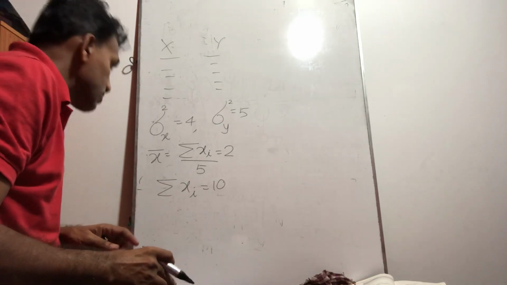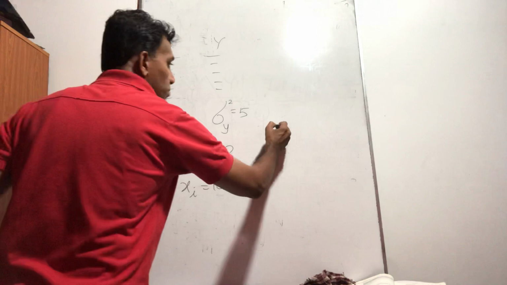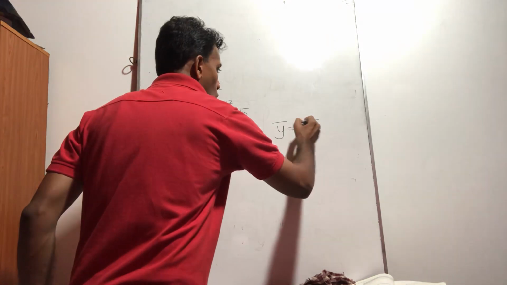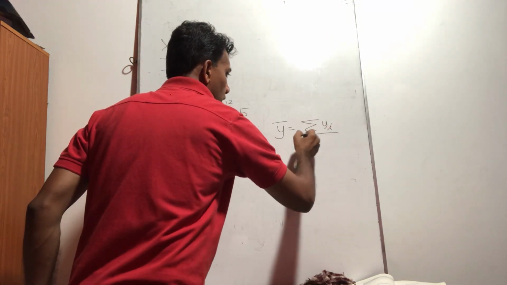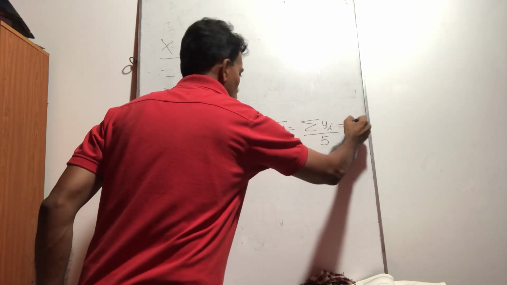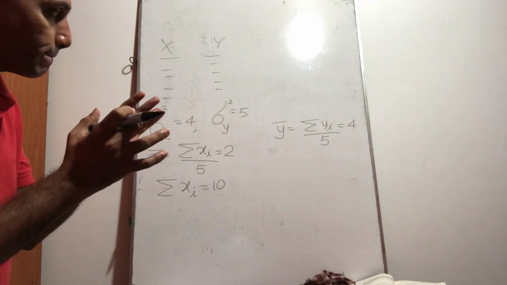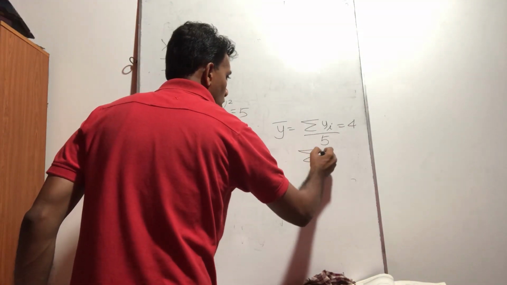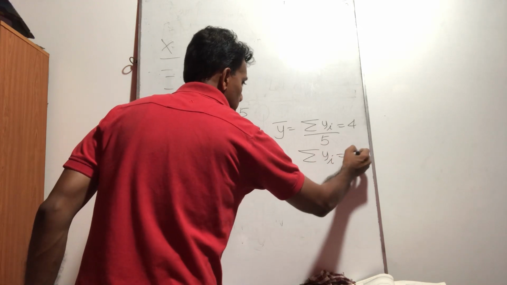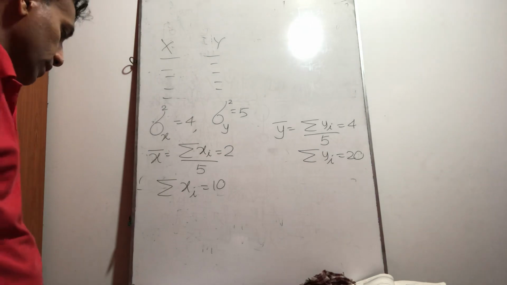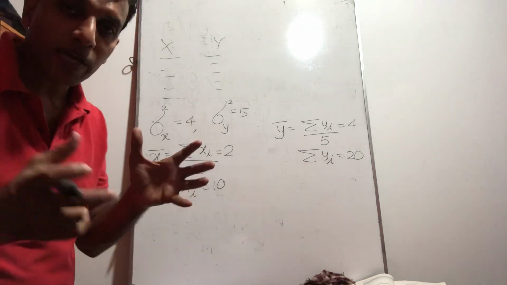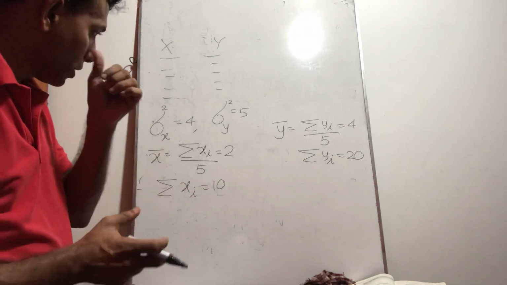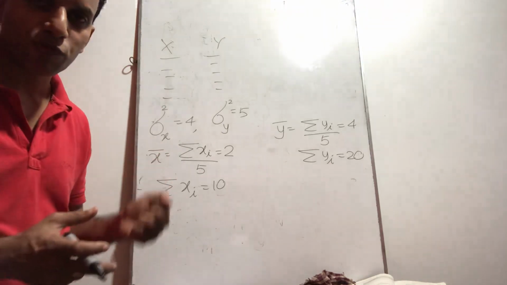They said their mean is 4. Therefore, I mark y bar, that is equal to adding all the y values and dividing by 5. This is therefore 4. Let's say the second set of numbers has a mean, an average, of 4. Therefore, cross multiplying, sigma yi is 20. Now the question is, find the variance of the combined set, right? Therefore, you need some formula to answer this problem successfully.